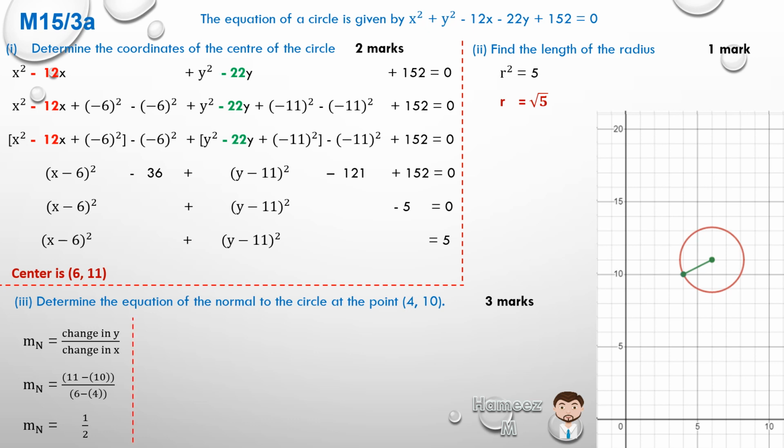Now, if we want to find the equation of the line, we know the gradient of n is equal to change in y over change in x, so we can substitute. A half is equal to (y minus a point on the line, which is 10) over (x minus 4).